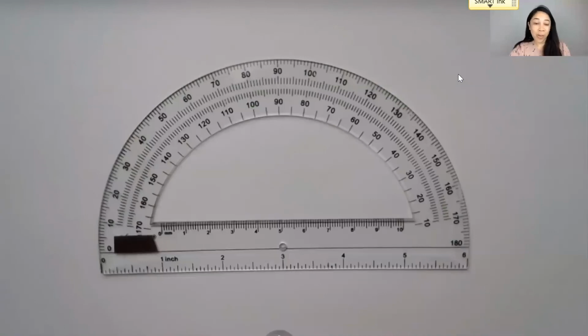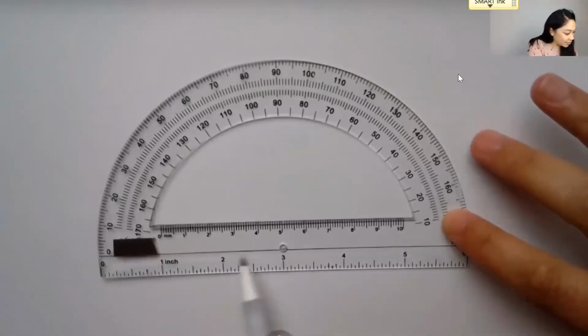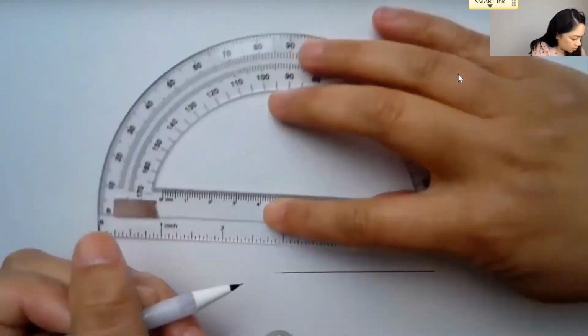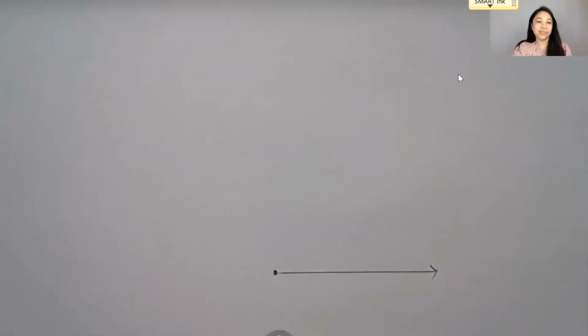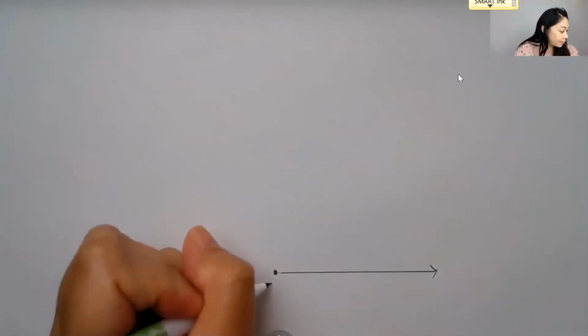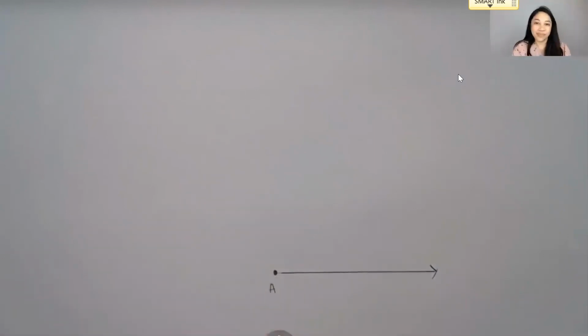Let's practice drawing angles. We'll start by drawing a ray that aligns with the 0-degree line. I'm going to label my endpoint with the letter A. The next ray's endpoint should also be point A so that we can form an angle. Watch now as I align my protractor, placing the center over the endpoint, A, and make sure that my ray lines up with the 0-degree line.